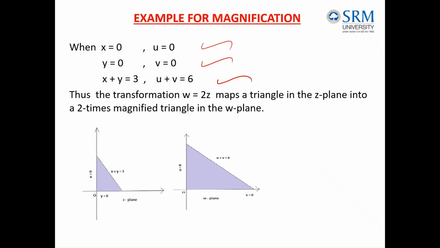So if you see this, you can easily understand that the image is magnified 2 times. So w equal to 2z is the transformation which gives magnification.